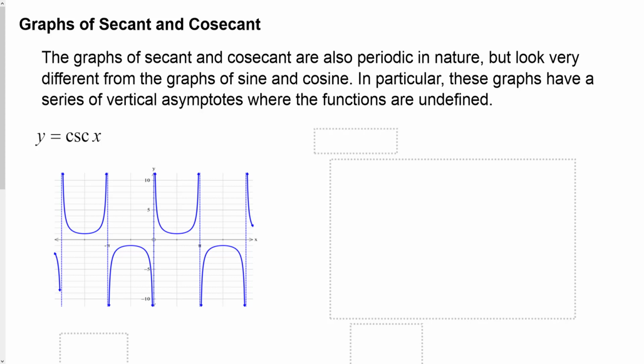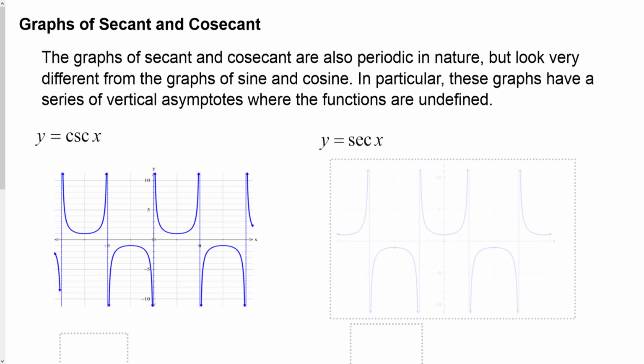Sine, on the other hand, has no asymptotes. But at multiples of pi, the graph of sine is at 0. So one should expect that cosecant, which is 1 over sine, would be undefined whenever sine is 0. And that's exactly what's happening. And we'll explore other relationships between cosecant and sine as we go further through these lessons.